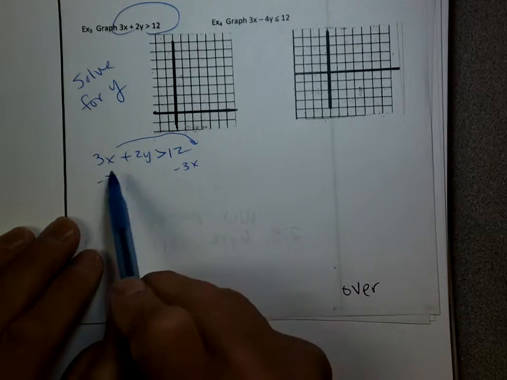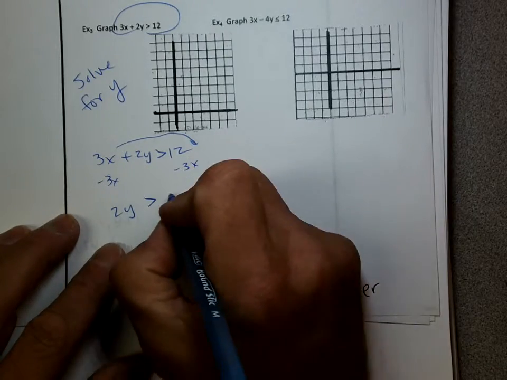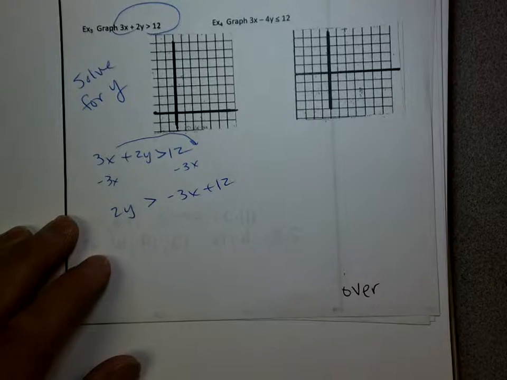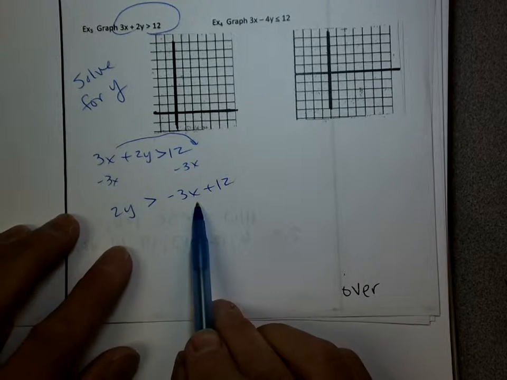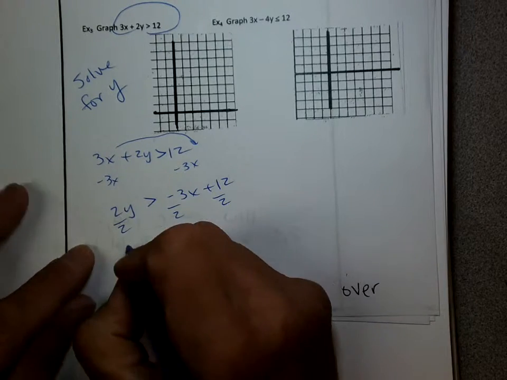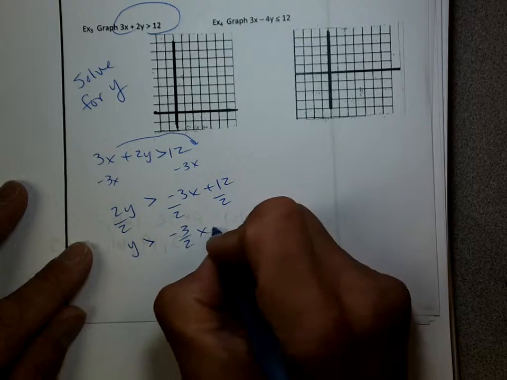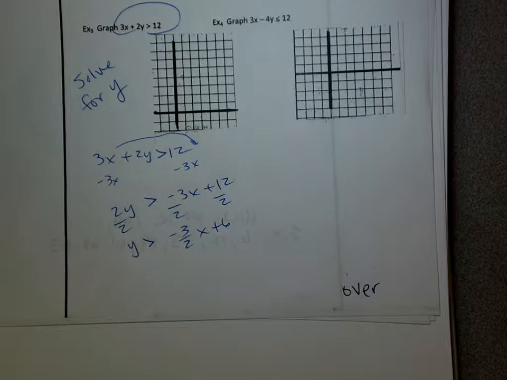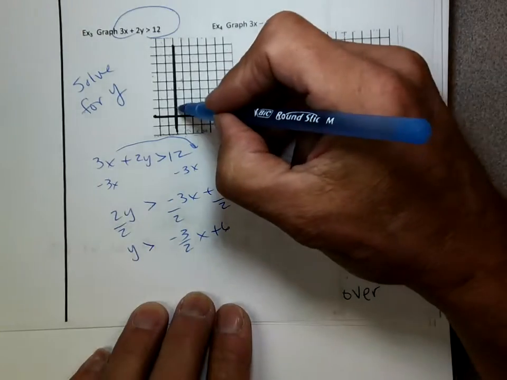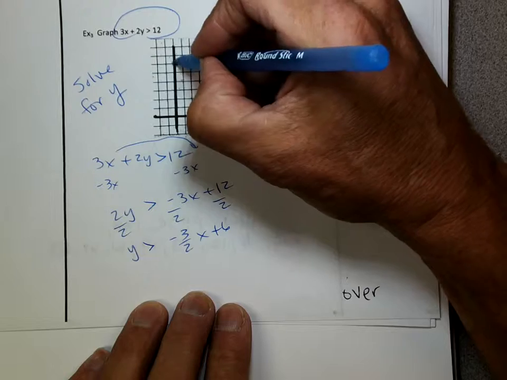Because we need to isolate y, get y by itself. So minus 3x, I'll have a 2y greater than -3x plus 12. Okay, don't add those. They're different. I like the x in front for my slope. Divide by 2. And I'll have y is greater than -3/2 x plus 6. Okay. That's easy to graph now. Start up at 6: 1, 2, 3, 4, 5, 6.